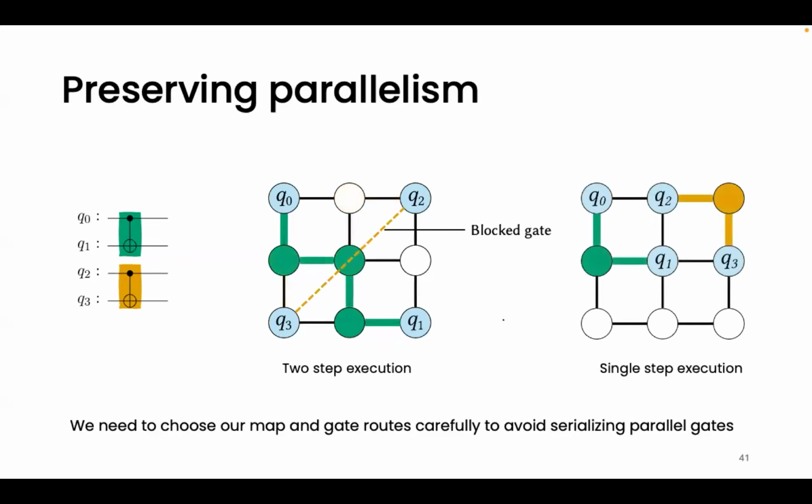On the other hand, if we had chosen to arrange our qubits in a slightly different way, there does exist some sort of single step execution of our circuit. So our goal is to find a way to map our qubits and to route our gates so that we avoid this serialization where we add extra time steps to our execution. So we're trying to find the minimum time step execution of our circuit.